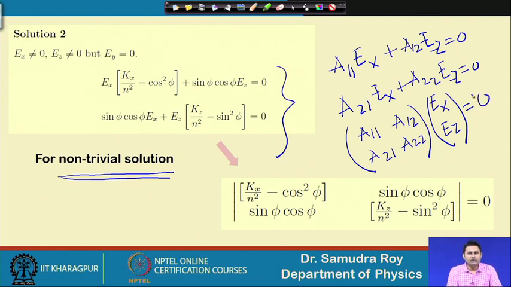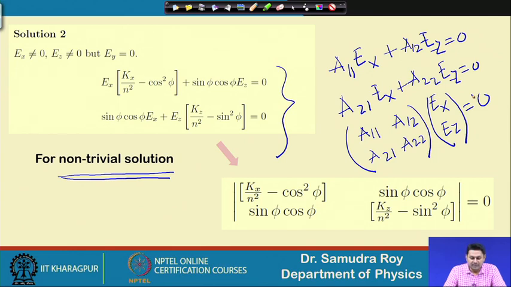So, that is the equation. We know that if we have this kind of form, then for a non-trivial solution, Ex equal to 0, Ez equal to 0 is also a solution of this kind of equation, but this is a trivial solution because I am putting both Ex and Ez equal to 0. But for a non-trivial solution, the determinant of these things has to be 0, then only we have a non-zero value of Ex and Ez.